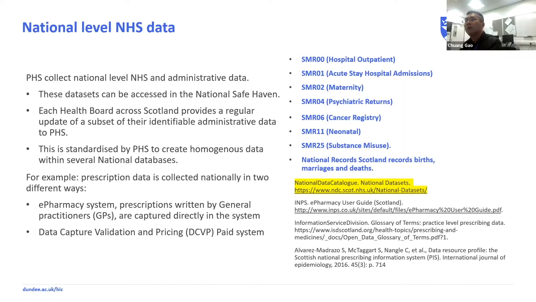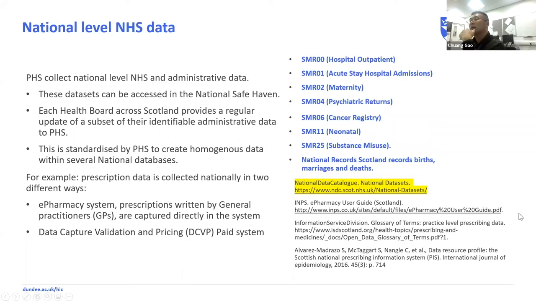A good example of those national data sets is prescribing data. In Scotland, the prescribing data is collected using two methods. The first method is the e-pharmacy system. This is a system where we capture most of the GP prescriptions, basically primary care. Then we have another system called the DCVP, which is the system the NHS uses to calculate payments to the pharmaceutical companies. This is a system we use to capture prescribing data as well. It will cover secondary care and other prescribing information really well. The combination of those two systems provides national level prescribing data in Scotland.